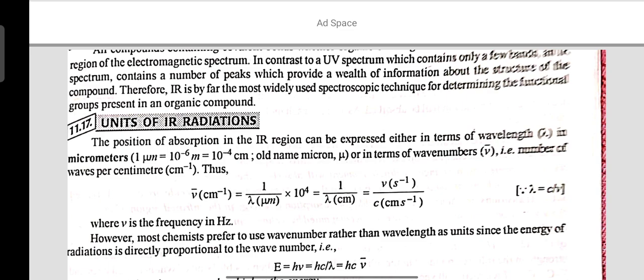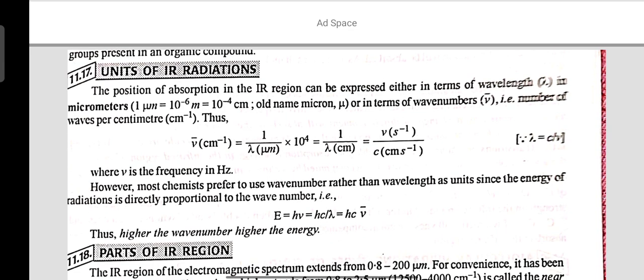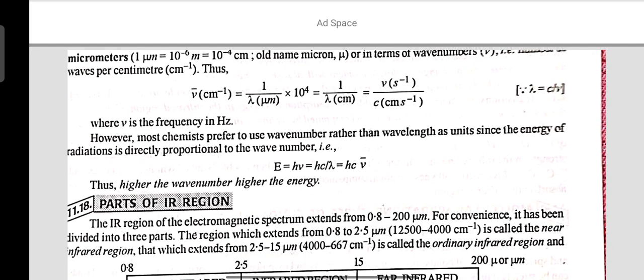Units of IR radiation. The position of absorption in the IR region can be expressed either in terms of wavelength in micrometers or in terms of wave number, that is number of waves per centimeter, where mu is the frequency in hertz. However, most chemists prefer to use wave number rather than wavelength as unit, since the energy of radiation is directly proportional to the wave number, that is E is equal to h mu. The higher the wave number, the higher the energy.